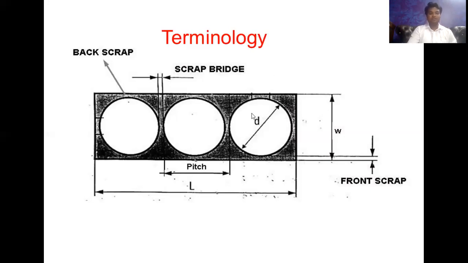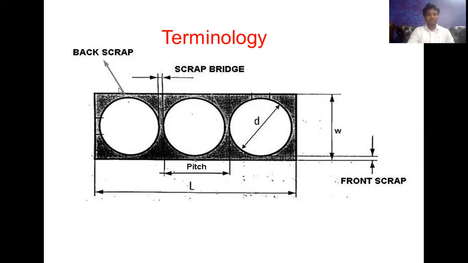The terminology, if you look at it: this is the total strip, and we are performing the blanking operation, making circular blanks on this strip. For example, here we have created three circular blanks from this strip. So this capital L is the total length of the strip, and W is the width of the strip.